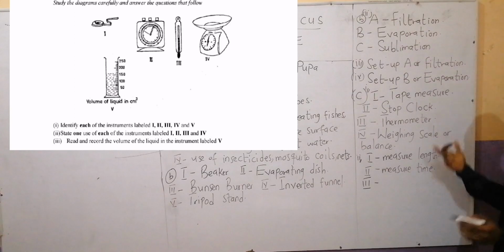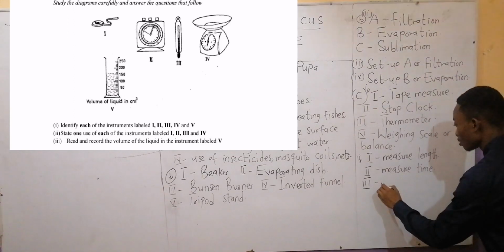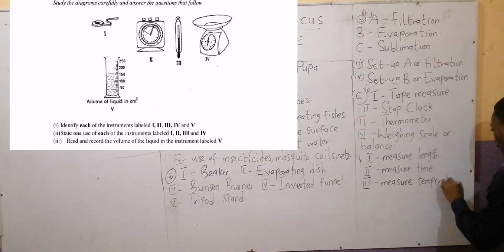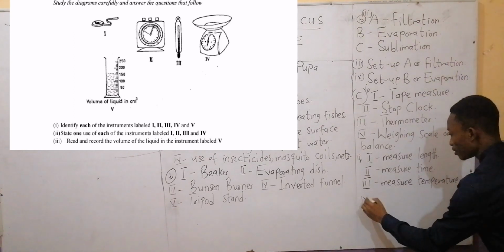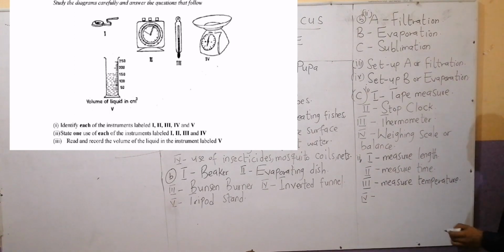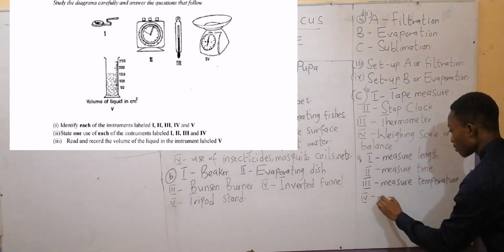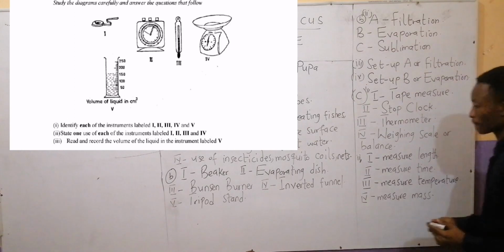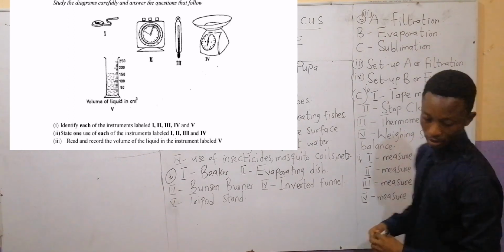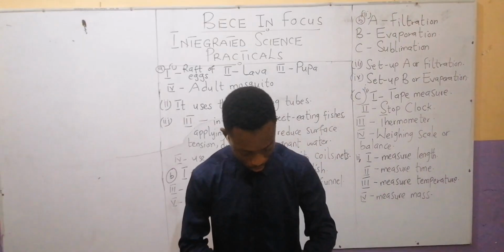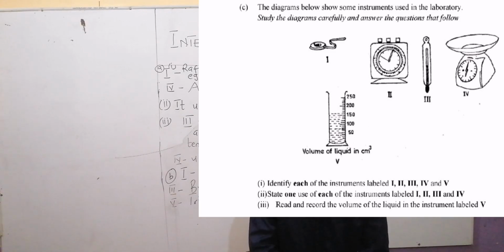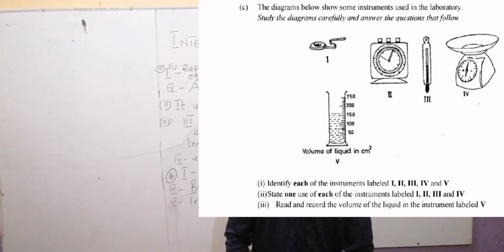III, the thermometer, is for measuring temperature. IV, that is the weighing scale or weighing balance, is for measuring mass. So I for measuring the length, that's the tape measure. II for time, III for temperature, IV for mass or weight.